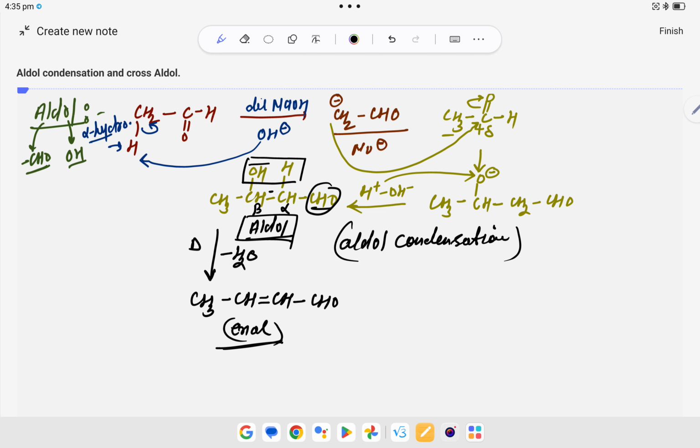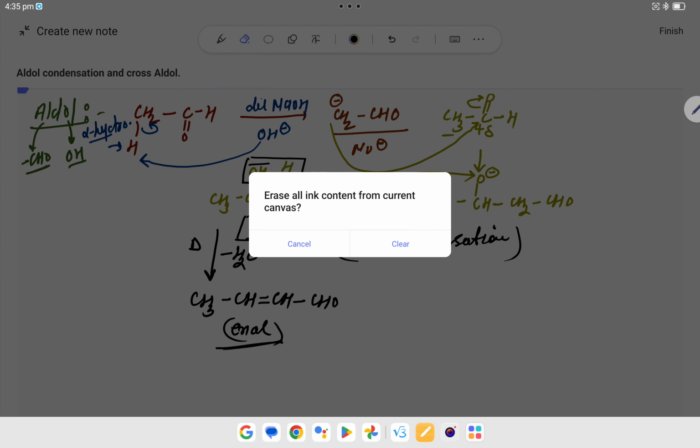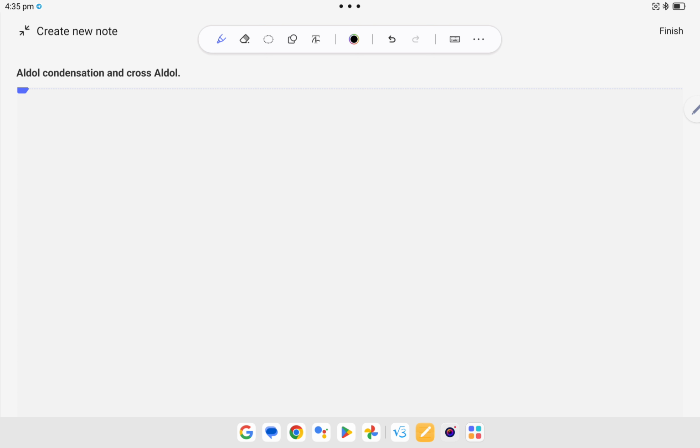So this is the complete mechanism of the reaction. Understand it. No need to learn anything, because at the same time I am going to tell you the short trick for the aldol condensation product. So check the short trick. What is the short trick for that? The short trick for the aldol condensation product. Remember this point, it will help you so much.